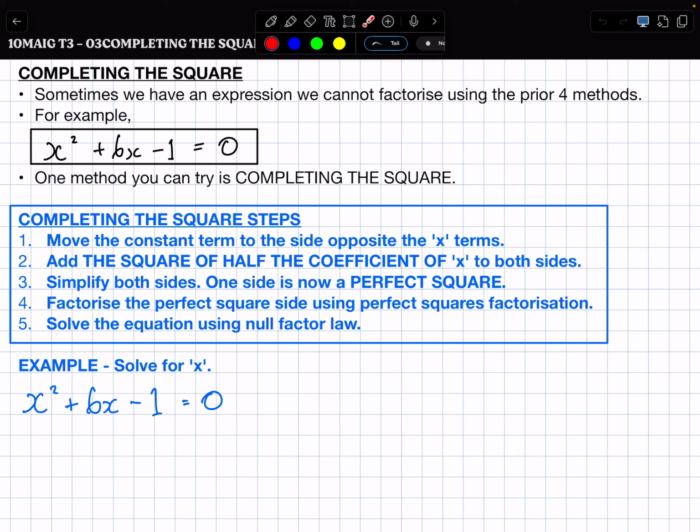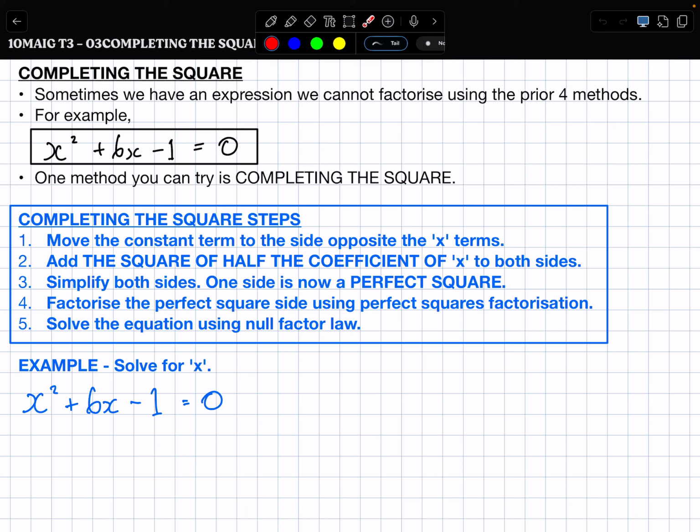Sometimes we've got an expression we can't factorize using the prior four methods that I've taught you. So is there a common factor across all the terms here? Is there a common factor from x squared, 6x, and negative 1? No, because there's no x in negative 1. Is this a difference between two squares, factorization? No, because it's not a square number.